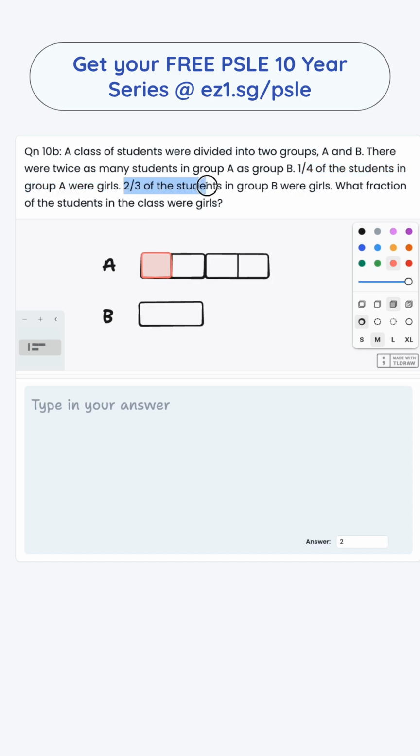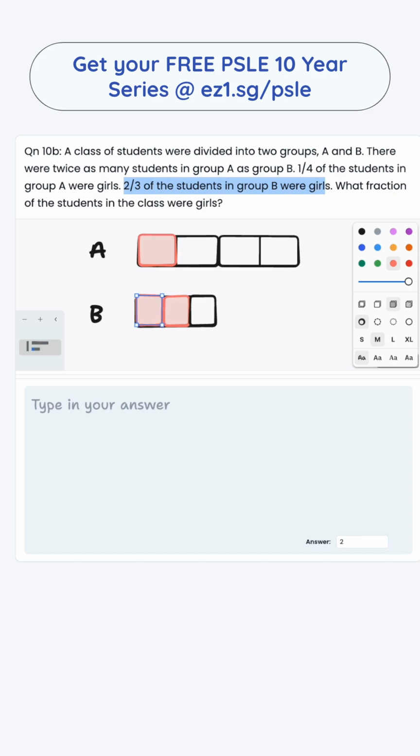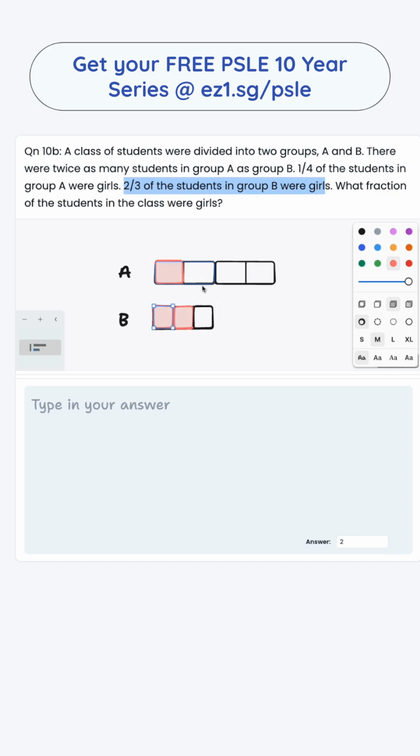Right, and then 2/3 of the students in group B were girls. So that means we have to split this into 2/3. So we have 1, we have 2, and then we got one more, which is just an empty thing over here, right? So you could see that this is how it looks like.